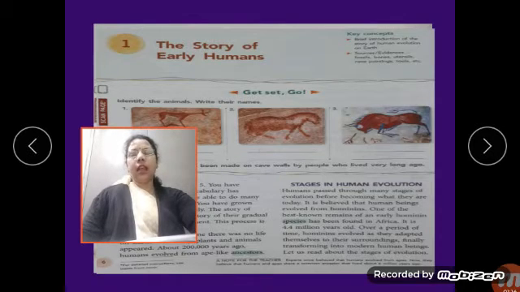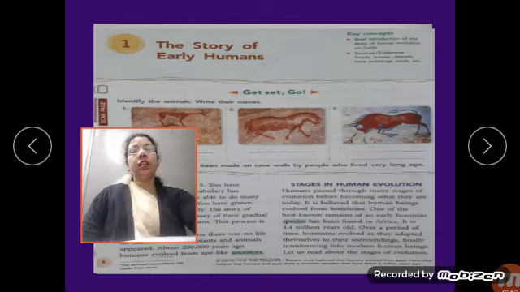These paintings have been made on cave walls. These paintings we have found on the cave walls were made by people who lived very long ago. The people who were living here many years ago made these paintings, and these paintings are the only sources or evidences which tell us how early humans were living on the earth. Okay, so at that time, which animals were there?